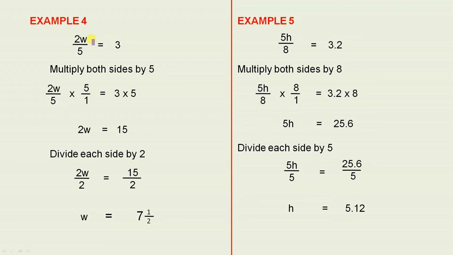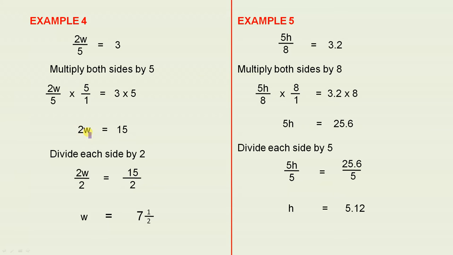Example 4, 2w over 5 equals 3. So here we have division. The opposite or the inverse operation of division is multiplication. So multiply both sides by 5. That gives you that line here. The 5's cancel to give us 2w. And 3 5's are 15.